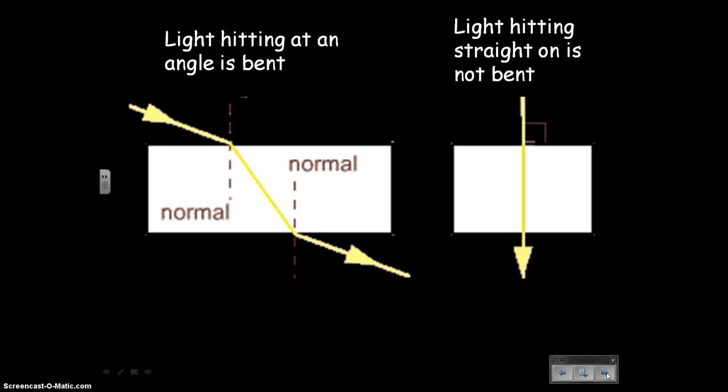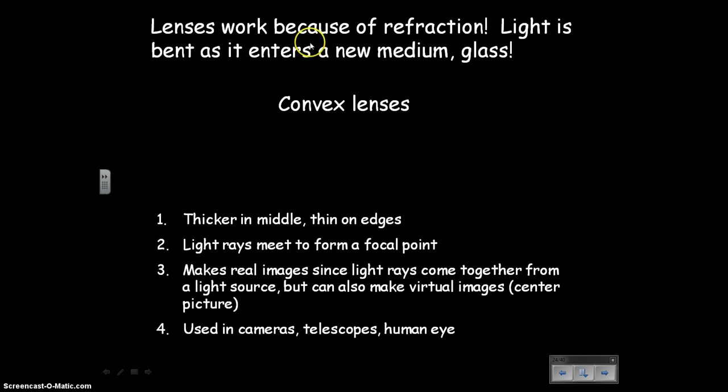Light hitting at an angle is bent, as you can see from this picture. Light hitting straight on is not bent. Lenses work because of refraction. Light is bent as it enters a new medium, glass.